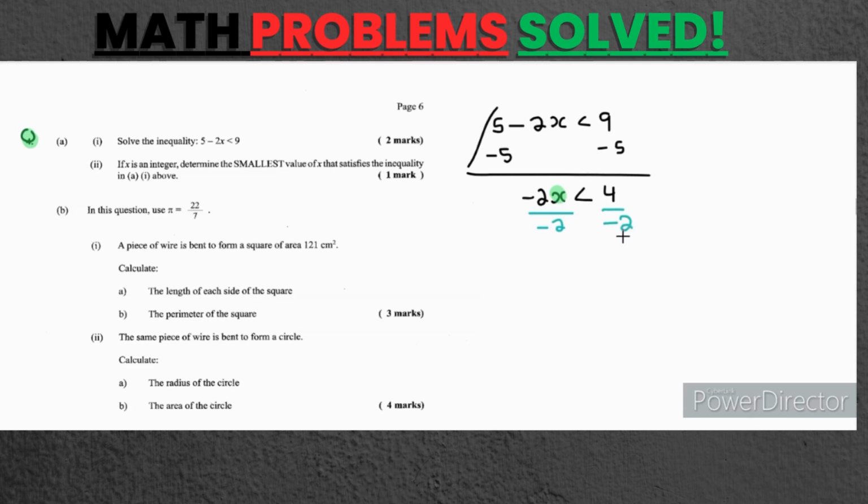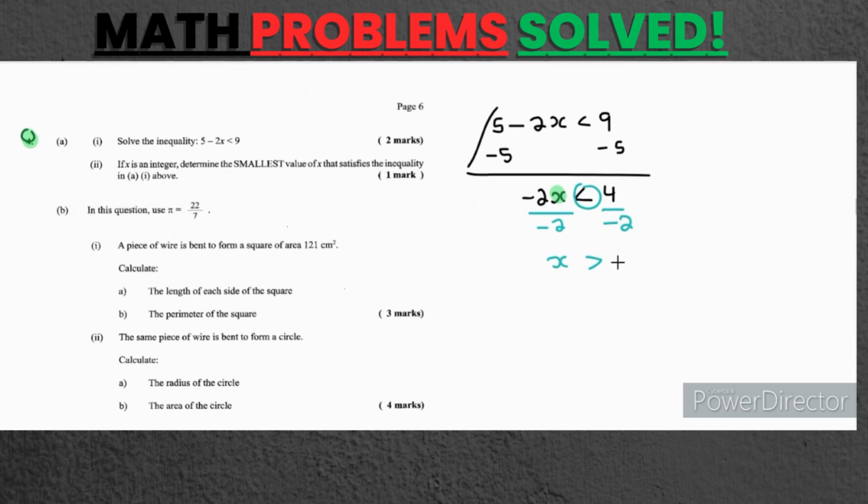But you should know, when we divide or multiply any inequality by any negative number, this sign will be changed. If it is less than, it will be changed to greater than. If it is greater than, it will be changed to less than. Because this is less than here, and we divide by negative 2, it will be a greater than sign here. And negative 2 and negative 2 cancel out here. Just x will be left.